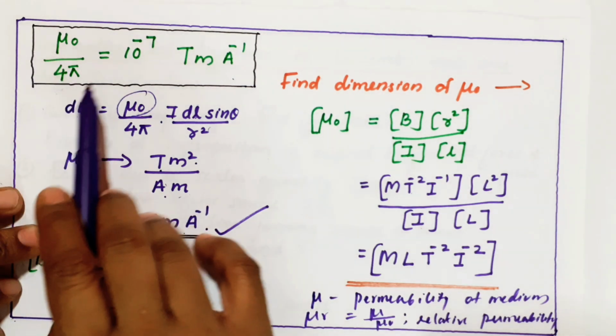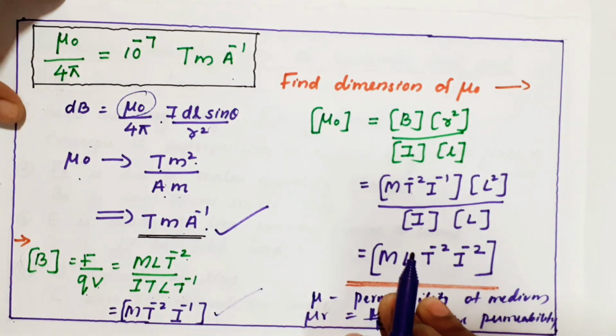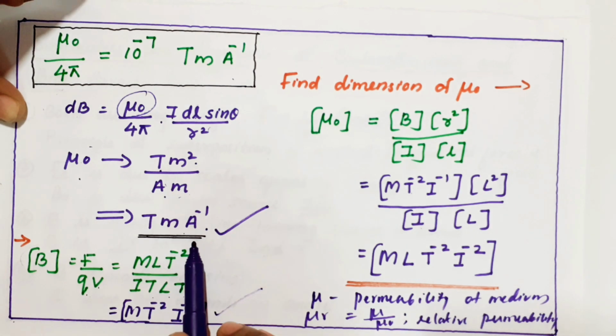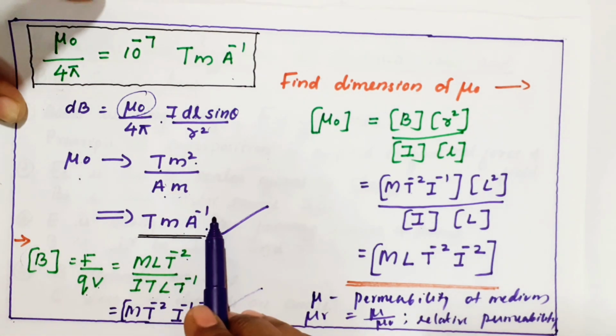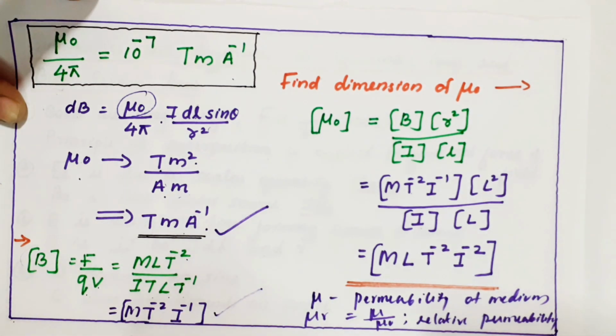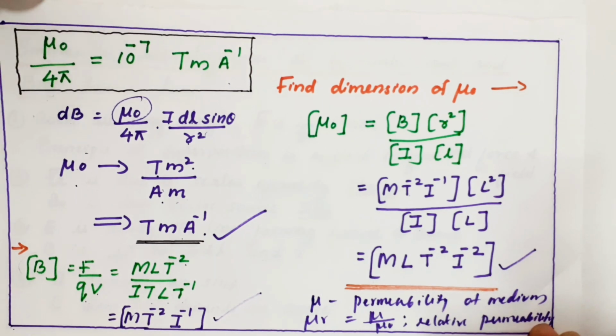So mu naught by 4 pi, you remember the value, 10 power minus 7. The unit, remember, is Tesla meter ampere inverse. The dimension of magnetic field is M T minus 2 I minus 1, and the dimension of mu naught is M L T minus 2 I minus 1. Clear? Okay.